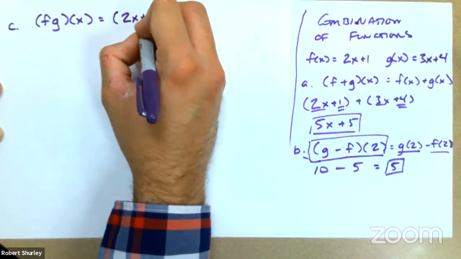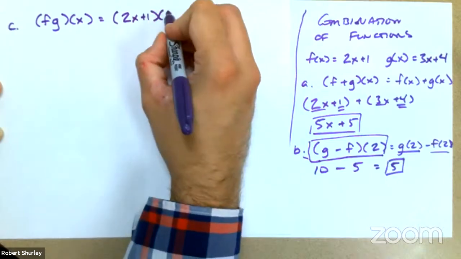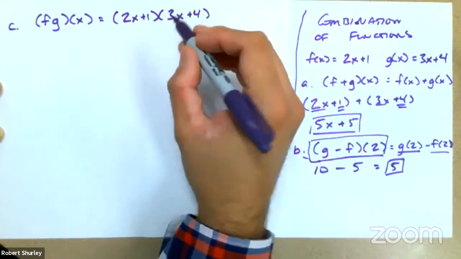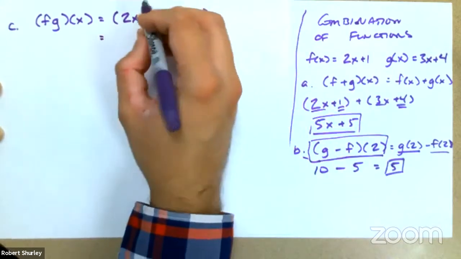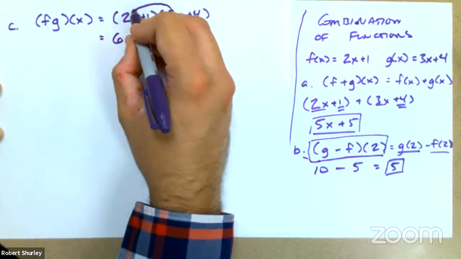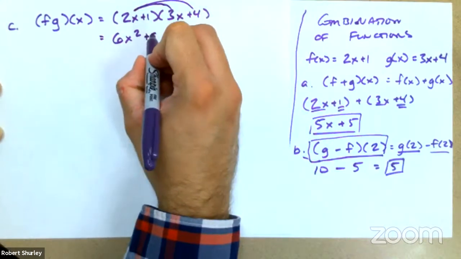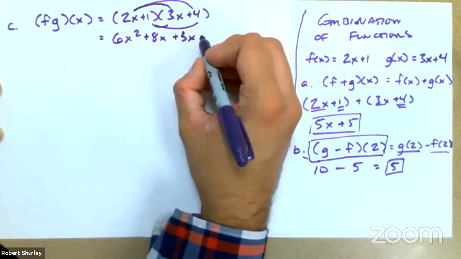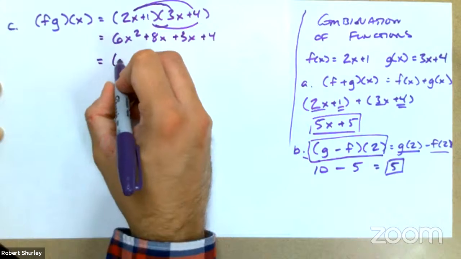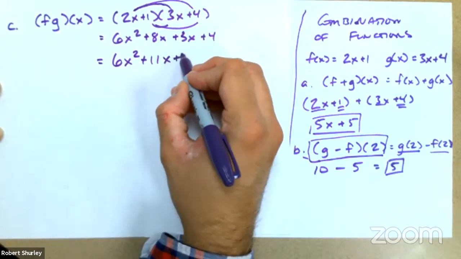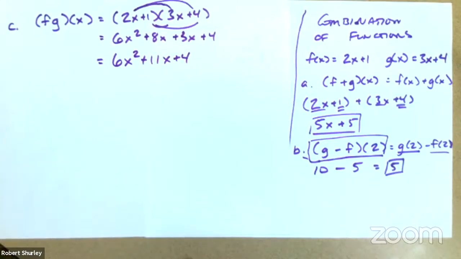So 2x plus 1 times 3x plus 4. Okay, now for this one, we've got to FOIL it out and add like terms, all that fun stuff. So 2x times 3x, that's 6x squared. 2x times 4, 8x, plus 3x plus 4. Is this simple math? Yeah, it all got harder from here, right? This is just basic polynomial math. This is the polynomial section.